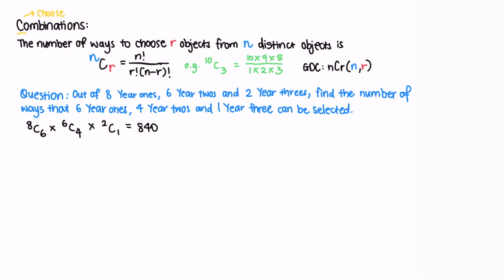One important thing, we are multiplying here, again, because of the basic counting principle. We are finding the number of ways to do task A, multiplied by the number of ways to do task B, and then multiplied by the number of ways to do task C.